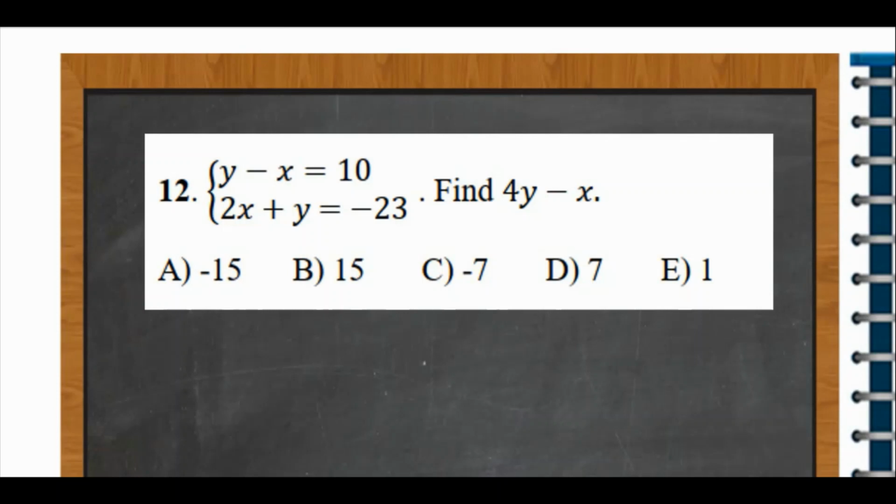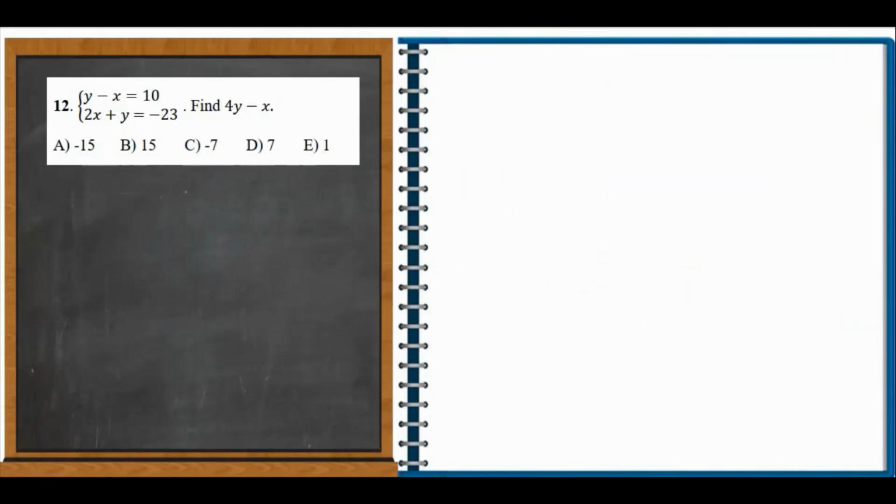Number 12. Number 12 is about simultaneous equations. That's not such a hard question, so let's solve it together. To solve this question, we can use either the substitution method or elimination. Here I prefer to solve with the elimination method because we have the same coefficients here. What I mean by same coefficients, let's copy the question. Let's rearrange it so that x comes first and y comes second.